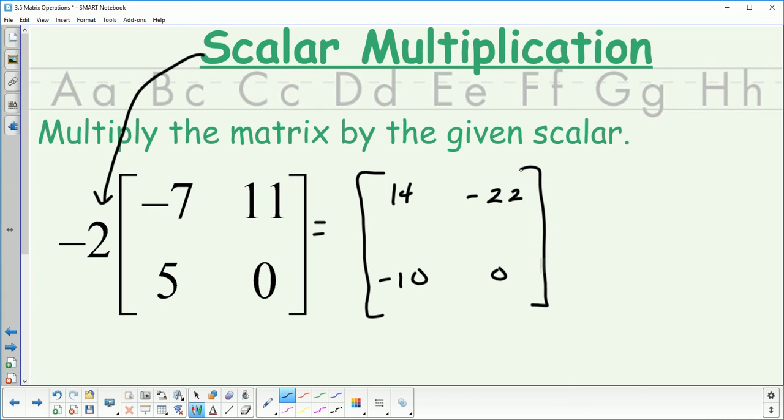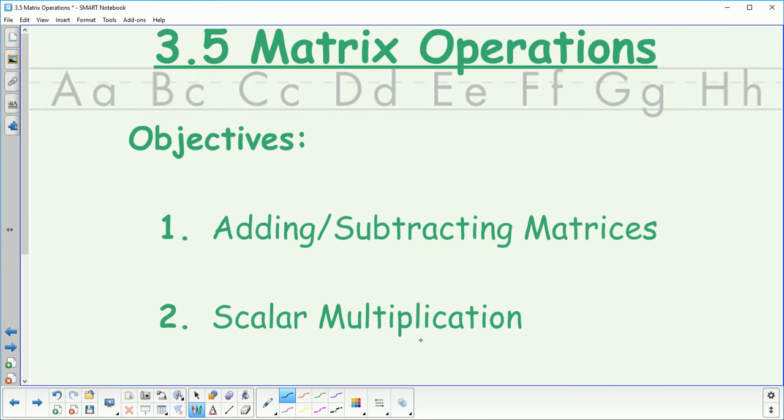Okay, and that is it for scalar multiplication. It's really just distributing. So we just took negative 2 times each piece, and that gave us our resulting matrix. Again, this is going to be a 2 by 2. So we've seen a lot of 2 by 2s in this lesson. By no means does that mean that's all we're going to look at.